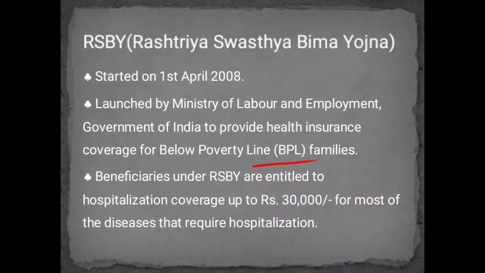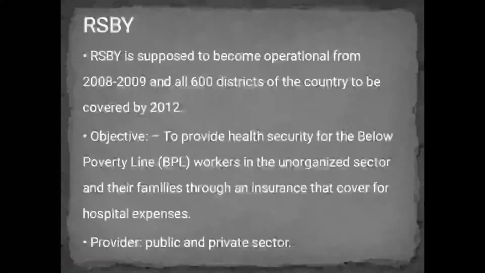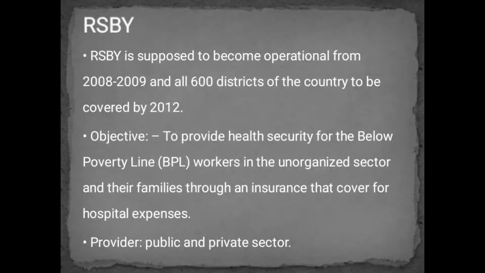Then beneficiaries under RSBY are entitled to hospitalization coverage up to 30,000. This is also not a big help, a small amount for most of the diseases that require hospitalization. Usually payment is made for the diseases that require hospitalization. RSBY was supposed to become operational from 2008-2009, and all 600 districts of the country were to be covered by 2012. The target is to cover everybody and every district.